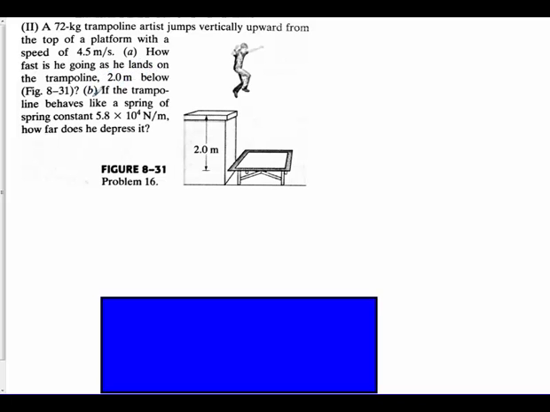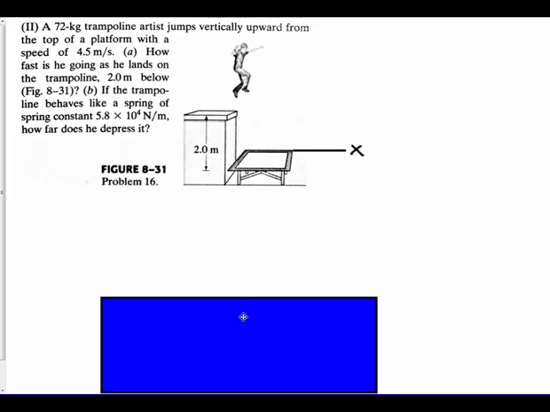And then part B, if the trampoline behaves like a spring with constant 5.8 times 10 to the fourth newtons per meter, how far does he depress it? Okay, to set up this problem, we'll do part A first. What I would do is set the top of the trampoline, right when the person's going to hit, as our x-coordinate, where we're going to do our calculations regarding potential energy from.